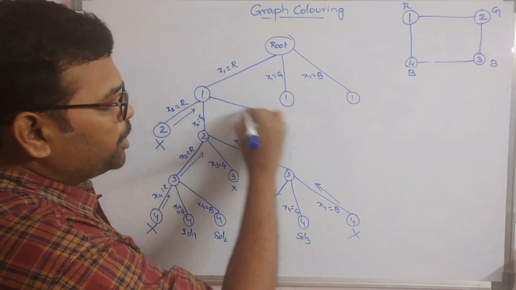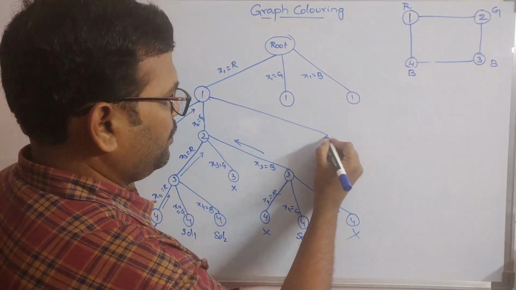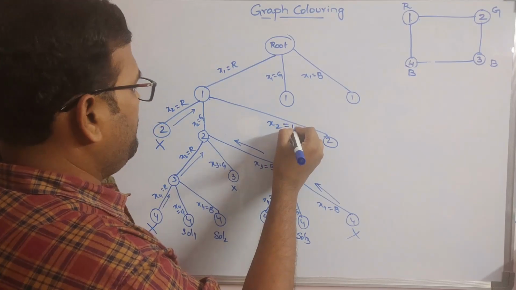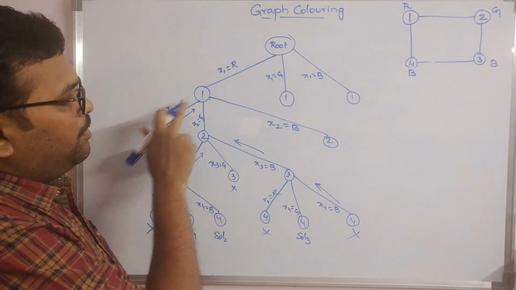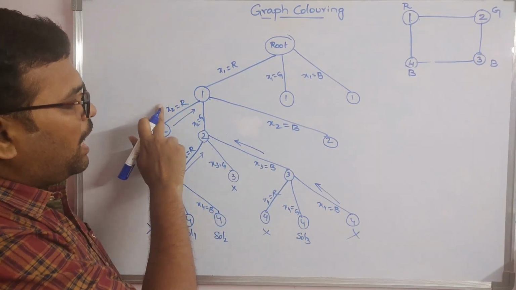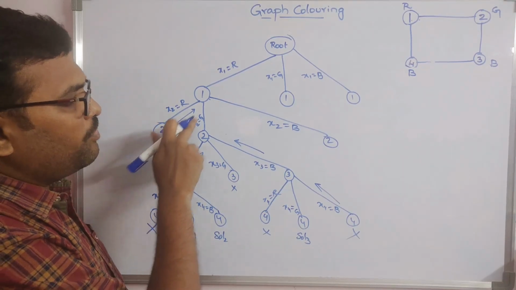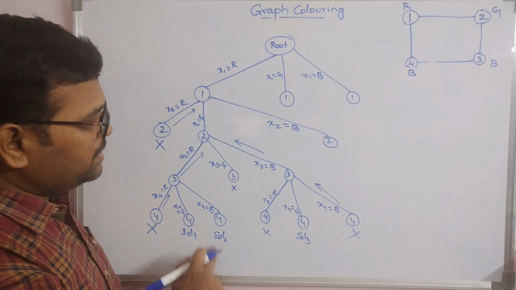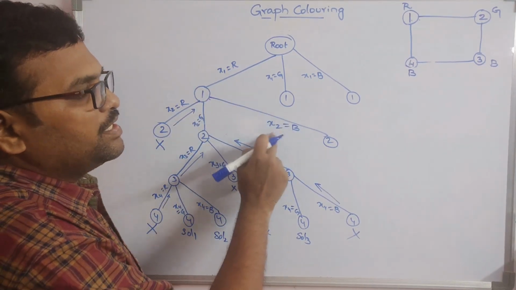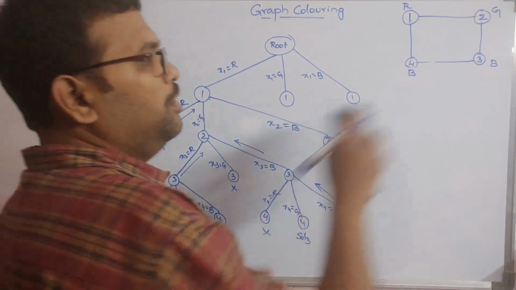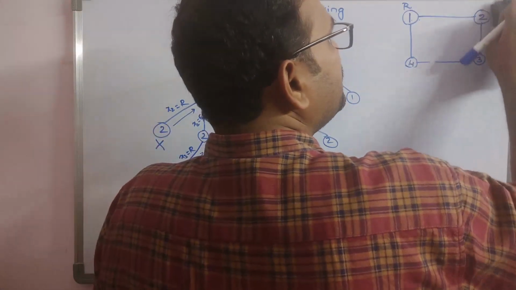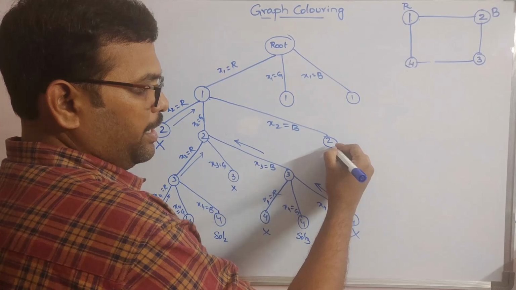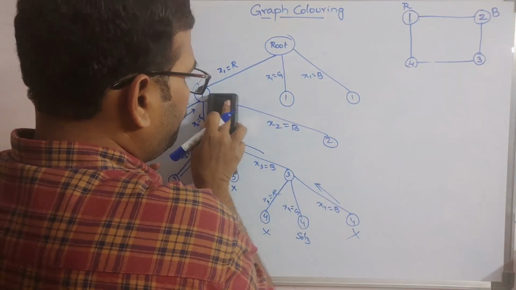And there is one more possibility for x2. If x2 is filled with blue, see, the second node filled with R, no solution. Second node filled with green, we got 2 solutions, and now we are moving with the second node filled with blue. So the next alternate is second filled with blue.